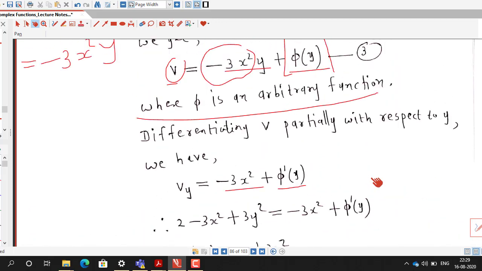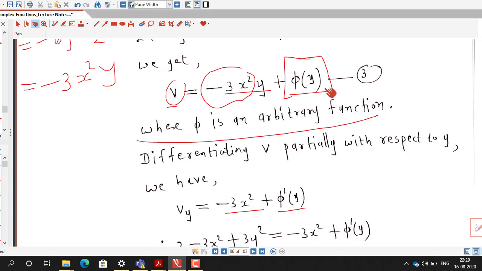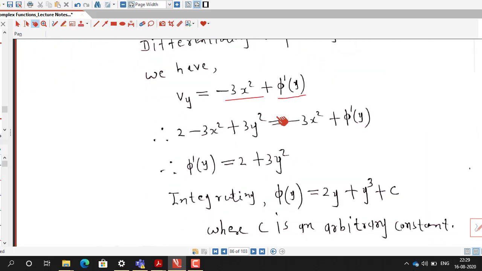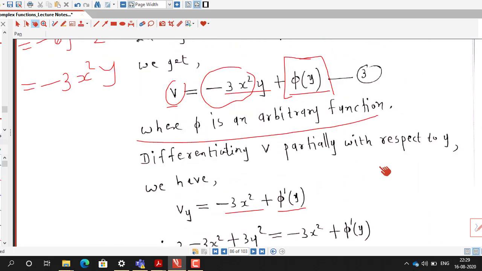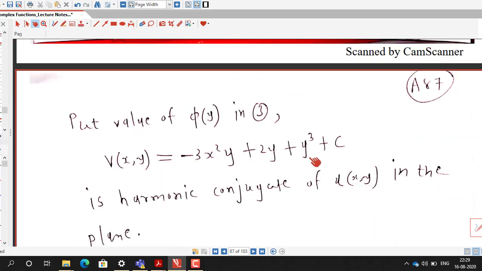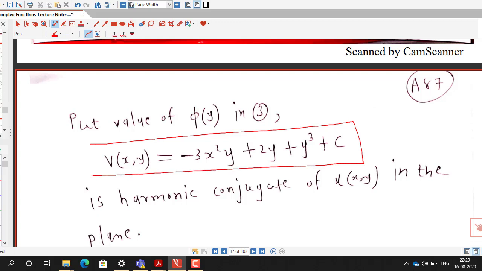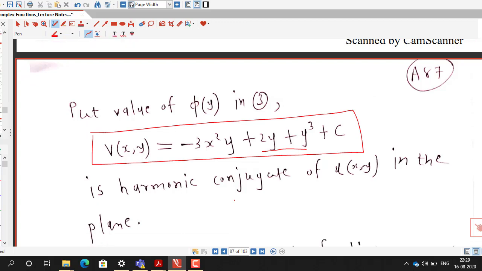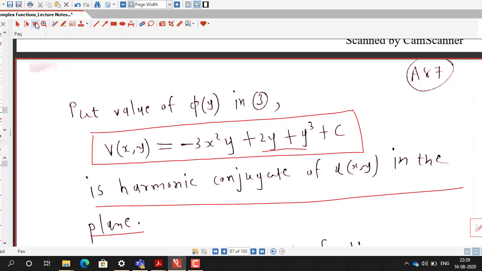So finally we put value of phi of y in this equation. Phi of y is 2y plus y cube plus c. So finally this is our harmonic conjugate. V equal to minus 3x square y plus 2y plus y cube plus c. This is value of phi of y. It is harmonic conjugate of u in the plane. Okay, so in this way you can find out harmonic conjugate of any given harmonic function.